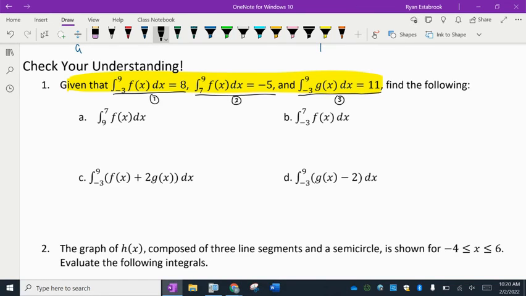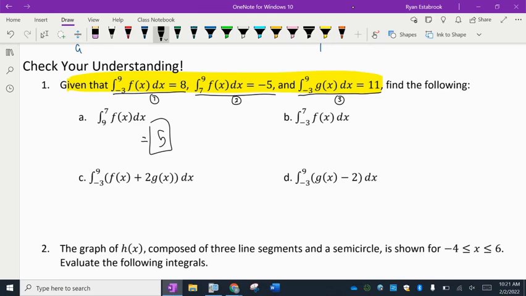So we'll call those facts 1, 2, and 3. Which one of those facts is going to help us in question A? It's dealing with f of x, 7 to 9, so we're going to use number 2. Now, the bounds are not the same, right? What is this answer going to be for us? The opposite of that, so the answer would be positive 5. Because the bounds are switched, the answer is switched.